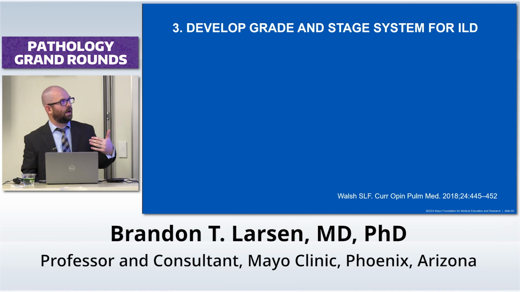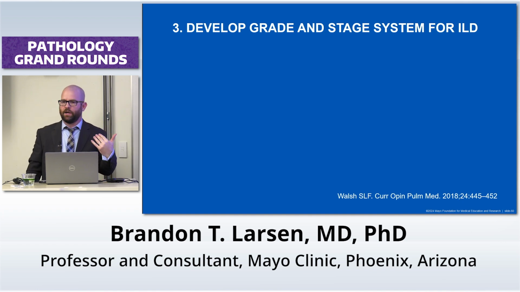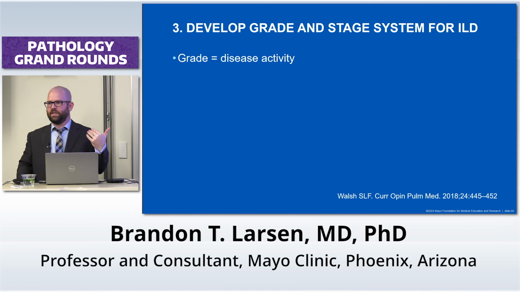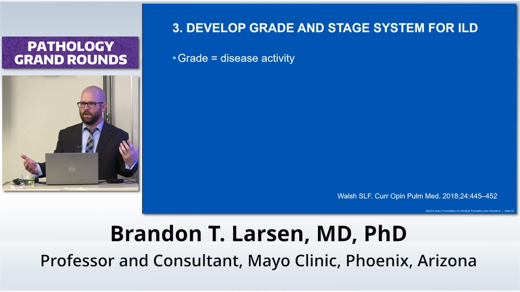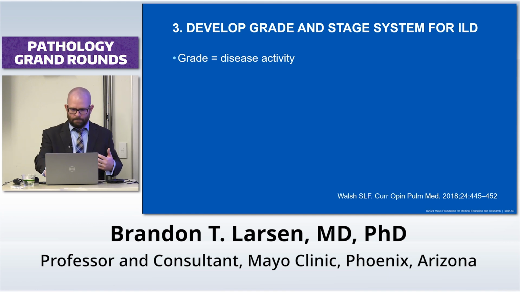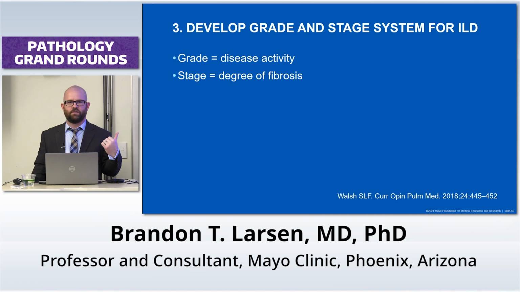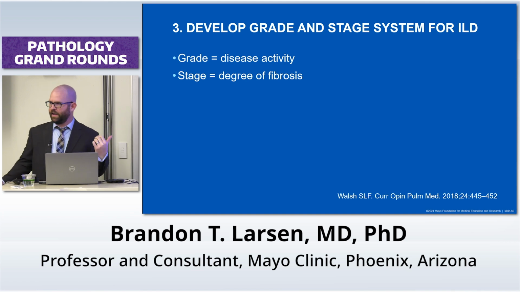Number 3 here. I think we have an opportunity by developing a grade and stage system for ILD. Remember, the grade is the disease activity. Is it grade 1? Is it grade 4? Is it really raging active disease? Or is it mostly quiescent, mostly quiet, minimal inflammatory activity? Stage, the liver people know this well. Stage is important, right? What stage of fibrosis is there?